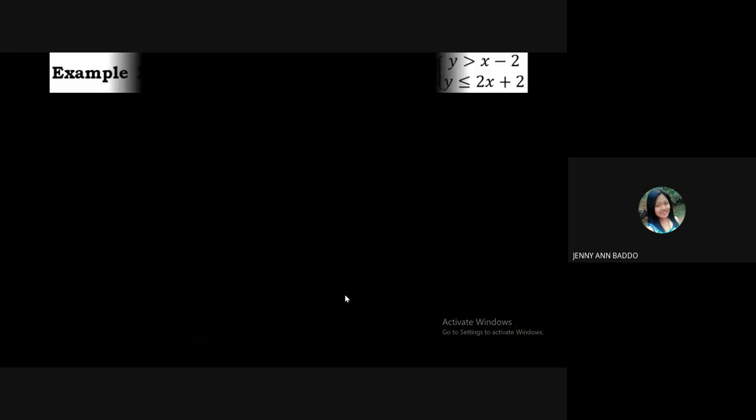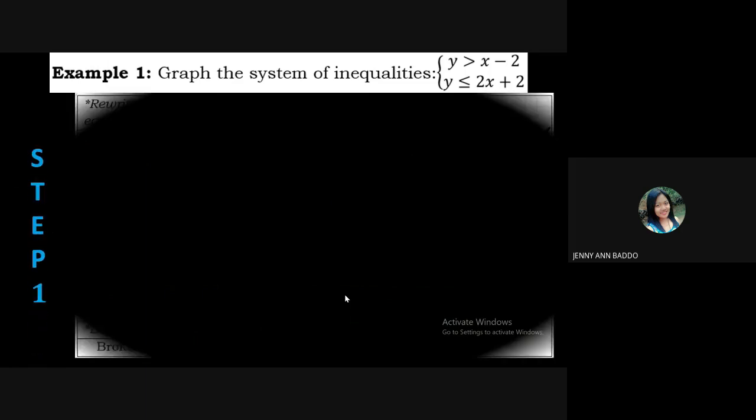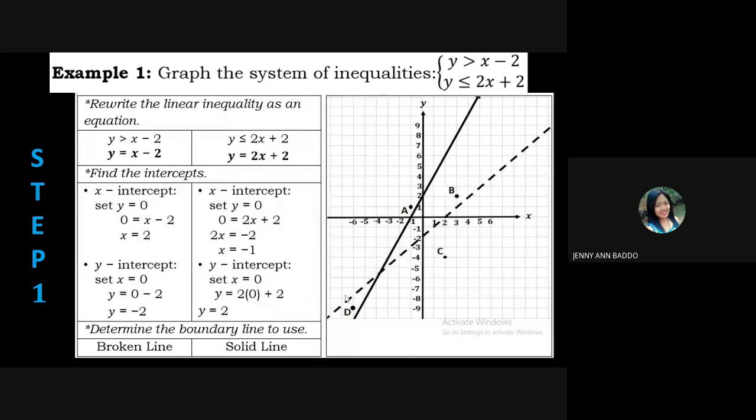Following those steps, let us have examples. First, graph the system of inequalities y is greater than x minus 2 and y is less than or equal to 2x plus 2. Step 1. We're going to rewrite the linear inequalities as equations. So we have to change the inequality symbols to equal signs. So we now have y equals x minus 2 and y equals 2x plus 2.